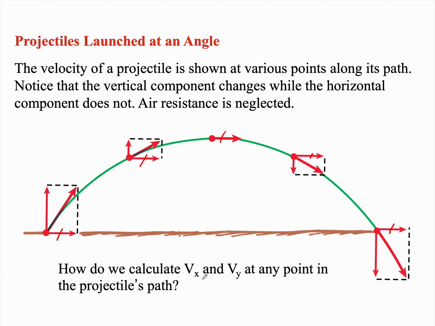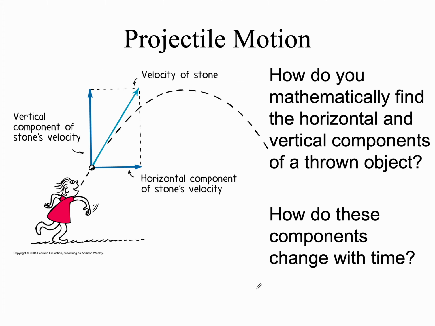The question is, how do we calculate the horizontal component and the vertical component at any given point? Well, the horizontal is easy. That's just whatever it started with. The vertical is going to change by 10 meters per second each second. So, a real quick reminder of how we calculate this: if you've got the initial velocity that it's being thrown at, you can break that into its two components fairly easily.